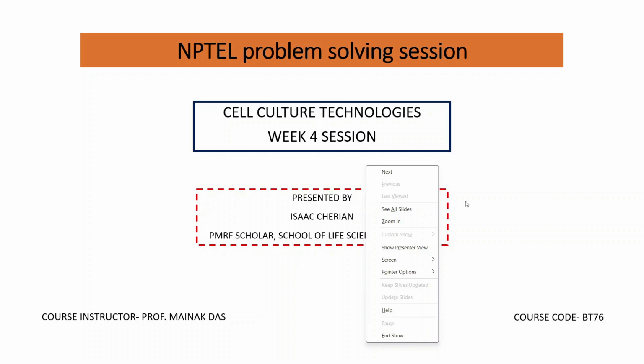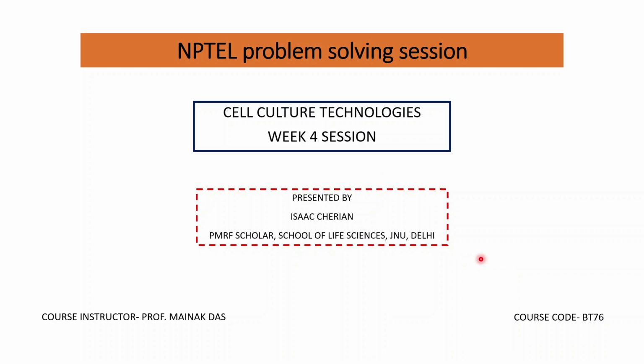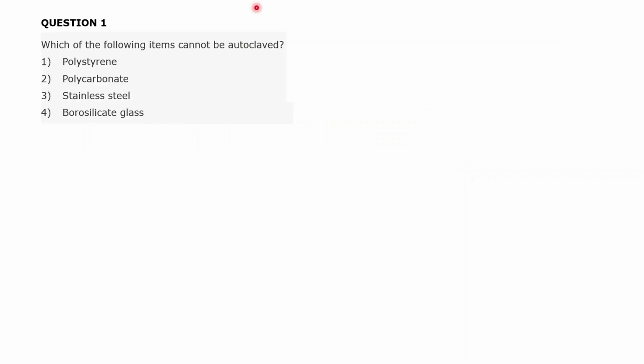So yeah, I think I will start. Today we will be starting with the V4 section of the NPTEL course Cell Culture Technology. I will move on to the first question itself. Which of the following items cannot be autoclaved? Polystyrene, polycarbonate, stainless steel, or borosilicate glass? Which might be the answer?